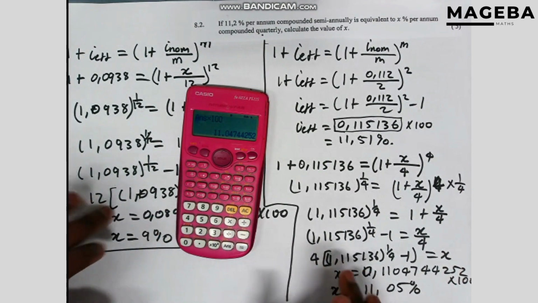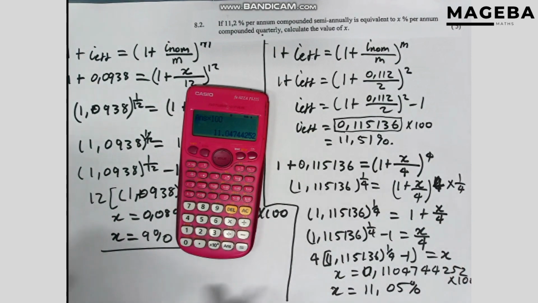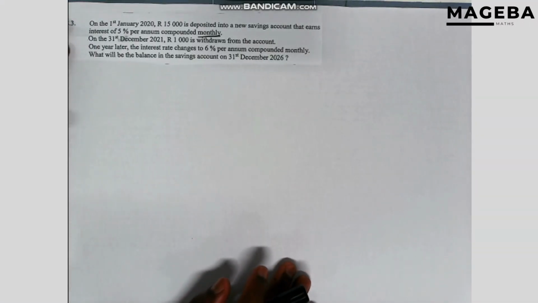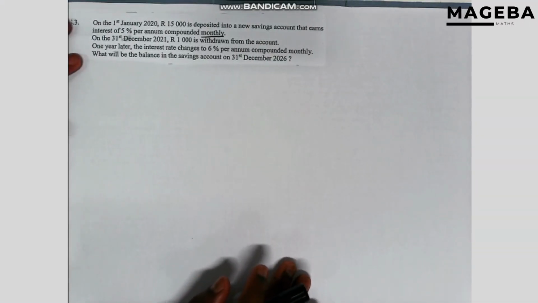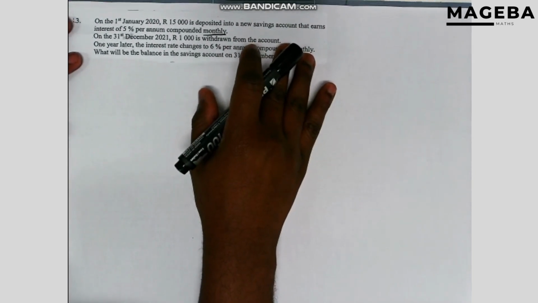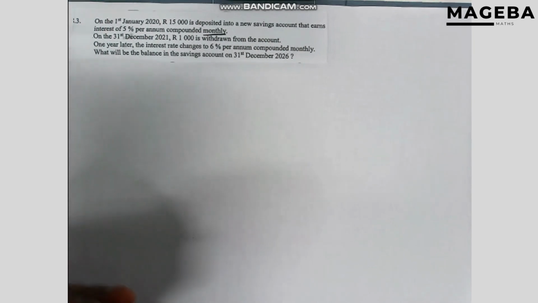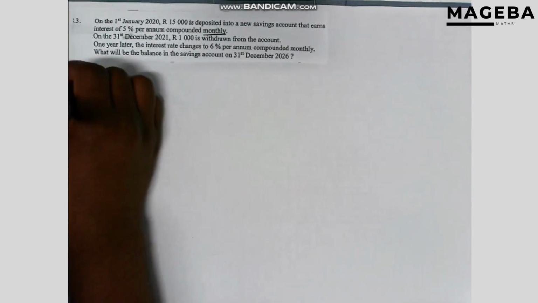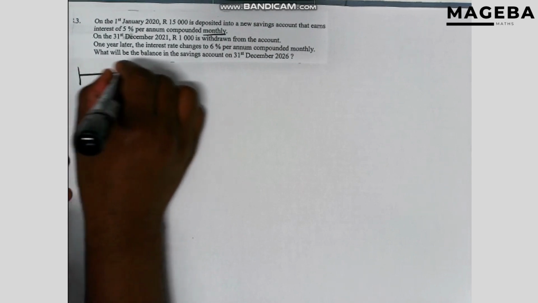Guys, coming to this question now, it's saying on the 1st of January 2020, 15,000 is being deposited into a new savings account. First important thing here is the timeline. So let's just start our timeline from the first part of our equation. So from T0, which is the 1st of January, they're depositing what? 15,000.